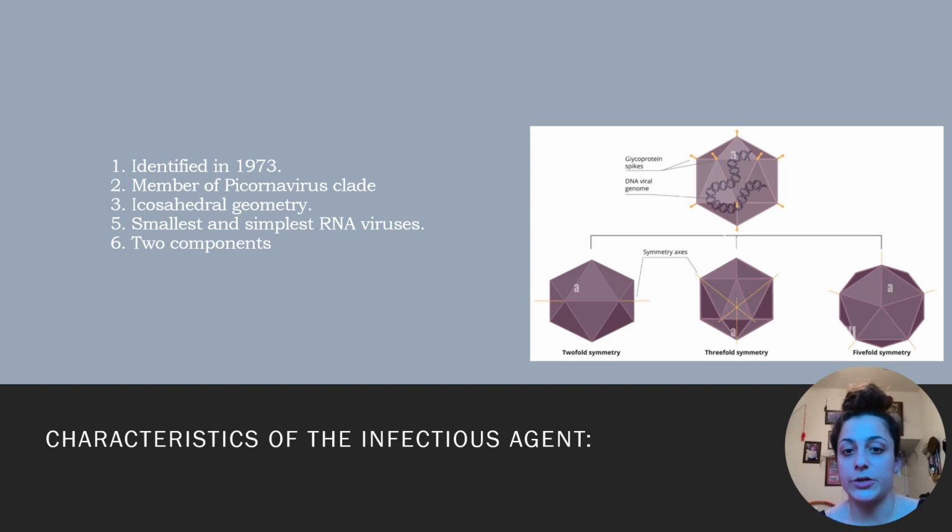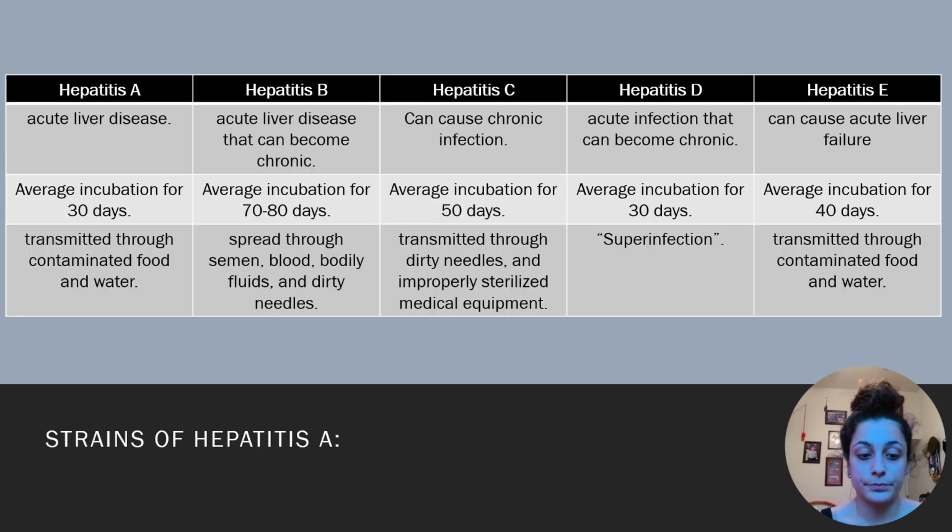Hepatitis A has an icosahedral geometry and a non-envelope structure and measures around 27 to 32 nanometers in diameter. And hepatitis A is the smallest and simplest RNA virus found in animals, which makes it more difficult and challenging to differentiate its icosahedral shape from any other of the picornaviruses. And finally, hepatitis A is composed of two very fundamental components. The first is the presence of a viral protein, and secondly is that it is positive sense single-stranded RNA.